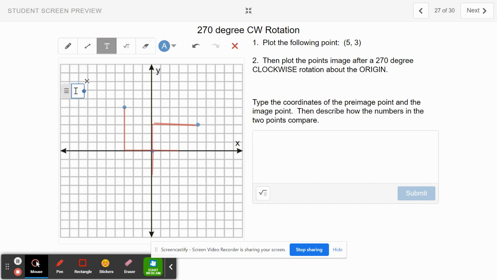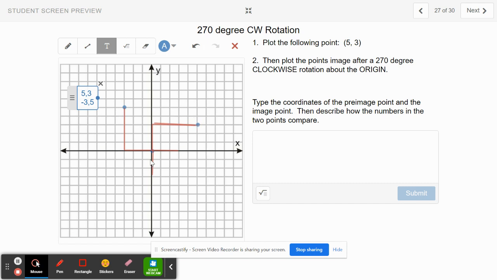So the pre-image was 5, 3, and now the new image looks like -3, 5. So it looks like they flip-flop positions. The x coordinate stays the same sign, and the old y coordinate changes to its opposite and takes the position of the x coordinate. All right, so flip-flop and change the y to its opposite. Okay, flip-flop, y op. I don't know. Can we use that? Can we run with that?